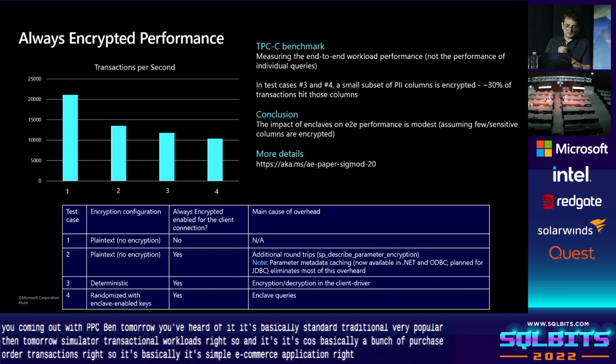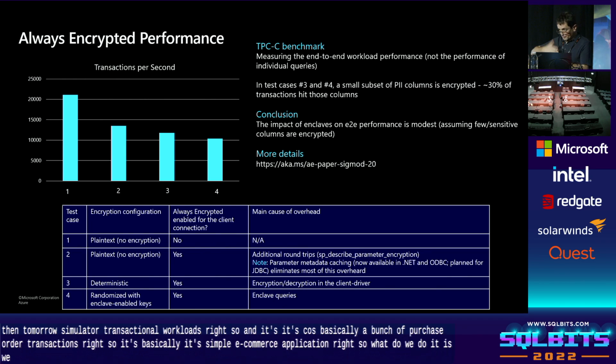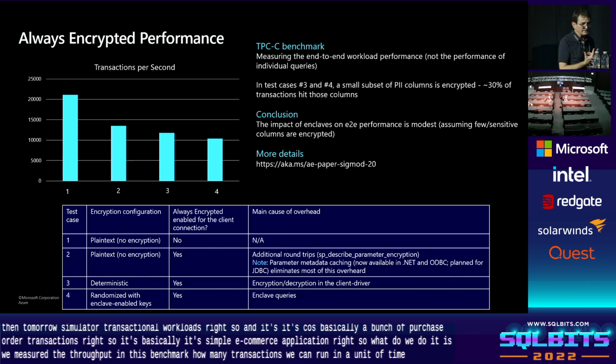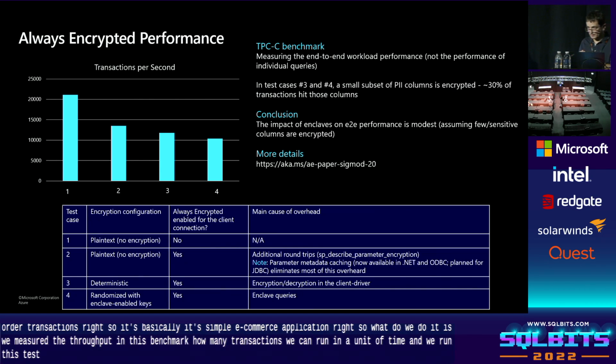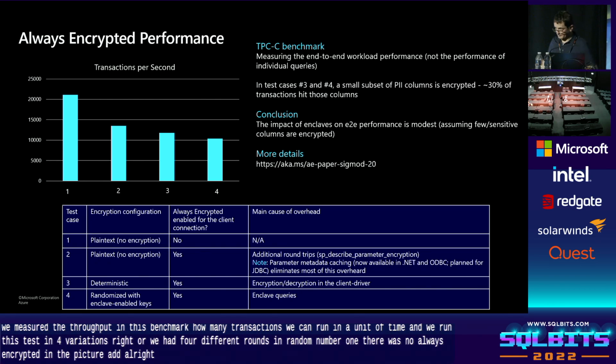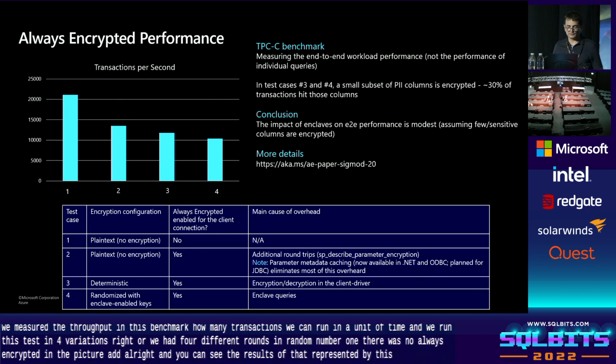So what we did is we measured the throughput in this benchmark, how many transactions we can run in a unit of time. And we ran this test in 4 variations, or we had 4 different runs. In run number 1, there was no Always Encrypted in the picture at all, and you can see the results of that represented by this first bar.